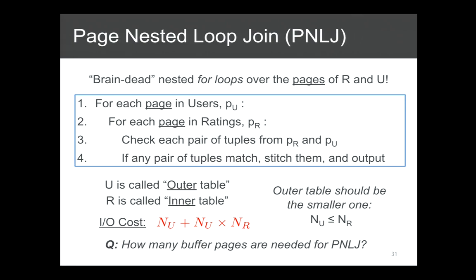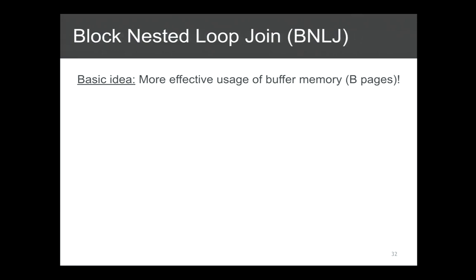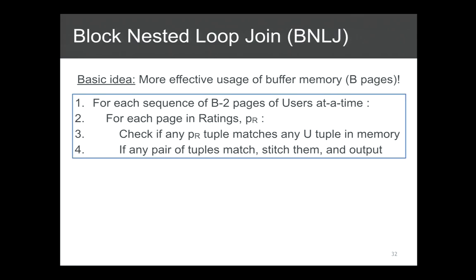And so just like we did with external merge sort, the next question we're going to ask is, we don't just have 3 buffer frames, we're going to have B buffer frames where B could be in the millions. How do we utilize that? And that's where the block nested loop join comes in. The basic idea is to make the page nested loop join more memory efficient. So you have B buffer frames, how do we make use of them?